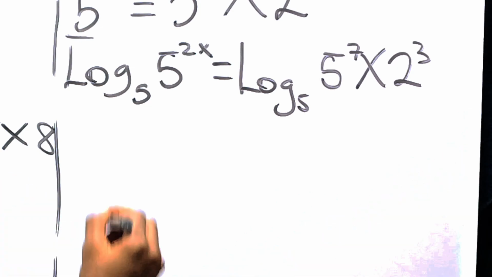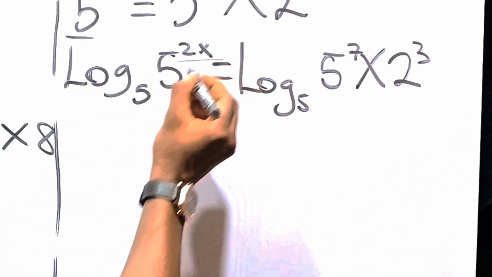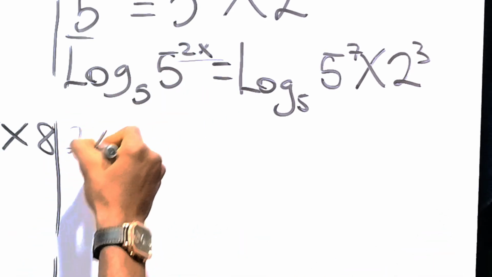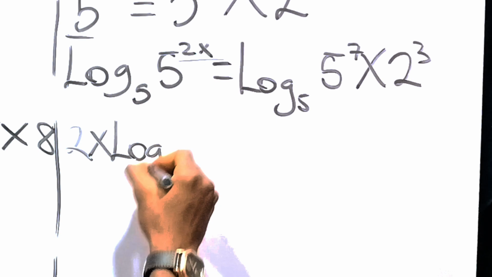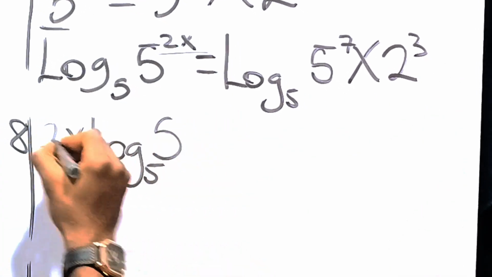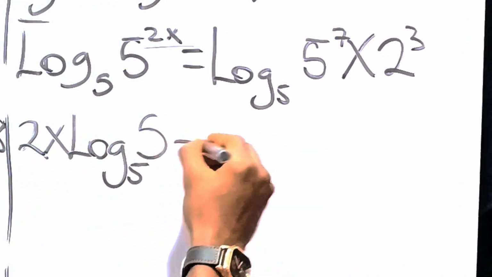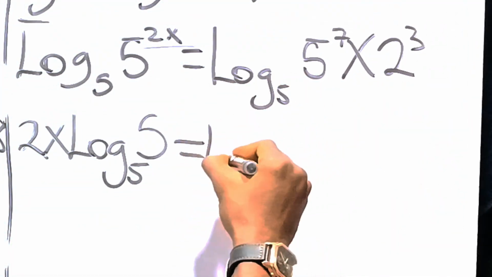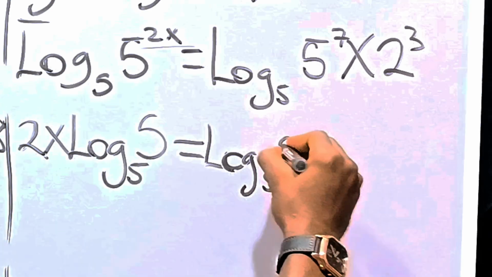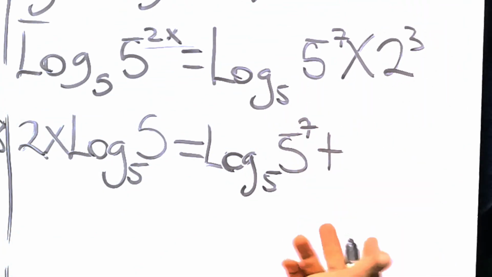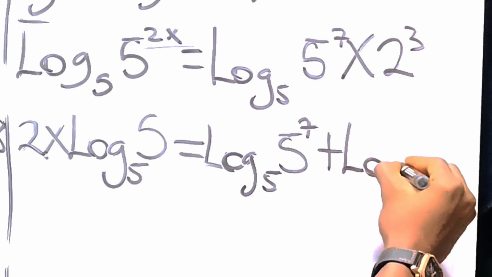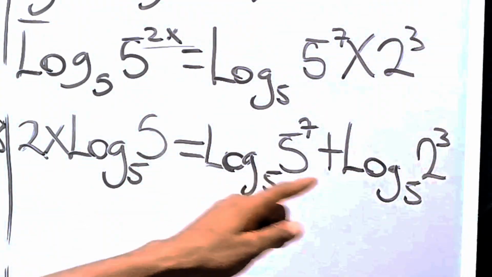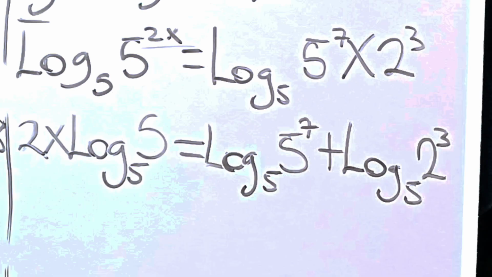Now remember that when you have the logarithm of a number raised to a power, you multiply that log with the power. So this power is 2x, so you multiply 2x times the logarithm of 5 to base 5, to be equal to, now when you have this multiplication inside the log, it means you can split the log. So you have the logarithm in base 5 of 5 to the power 7 plus the logarithm in base 5 of 2 to the power of 3. When you have multiplication, you replace it with plus.